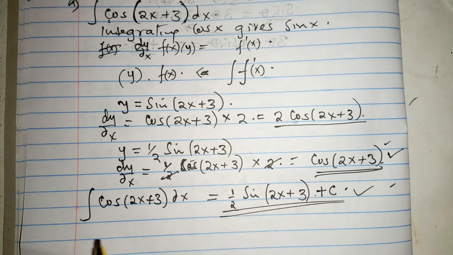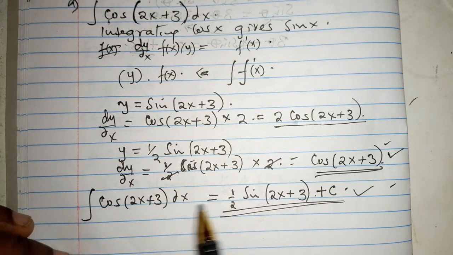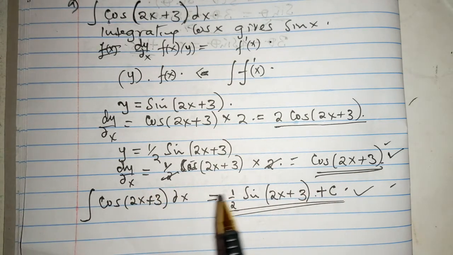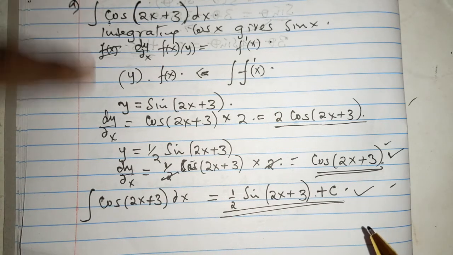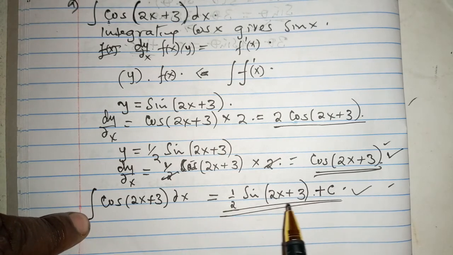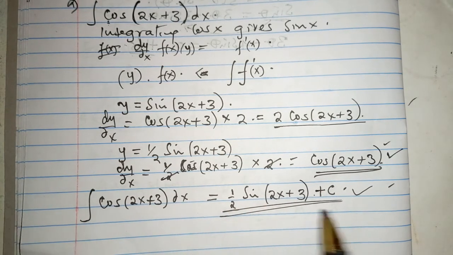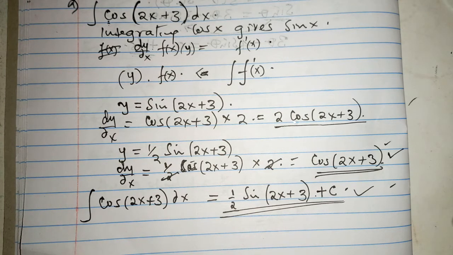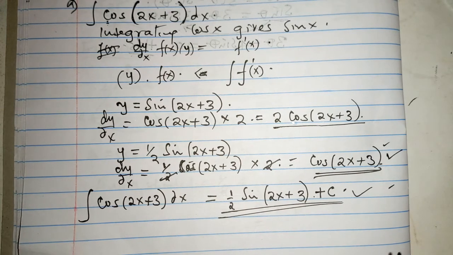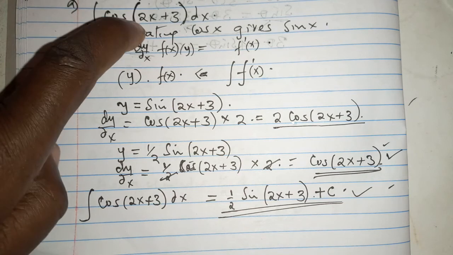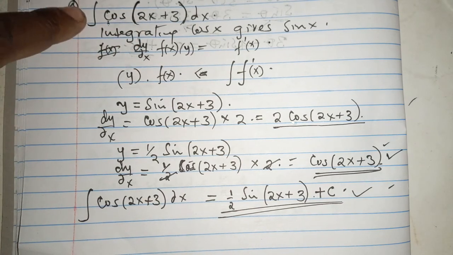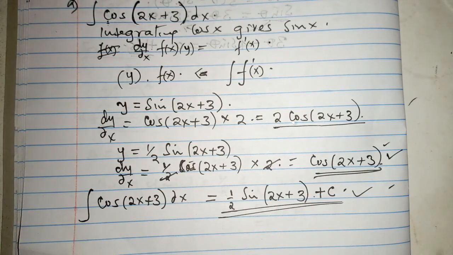We have said that if you are supposed to integrate cosine 2x plus 3, then we should be getting back to the function, which is half sine 2x plus 3. We will get to part B of the same, but this is it. Always try to find out what the function was before this derivative came here, because the moment we integrate a derivative, it takes us back to the function. All right?